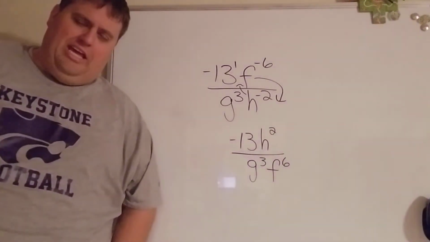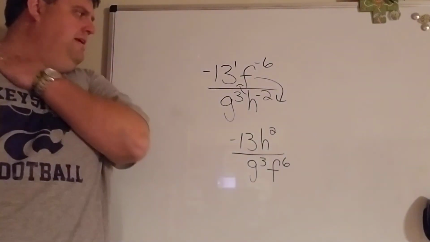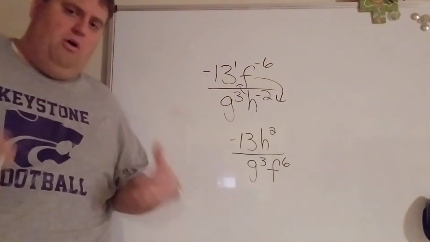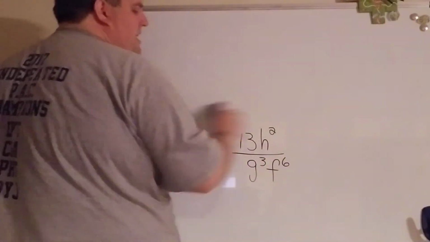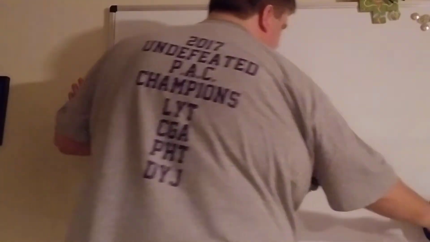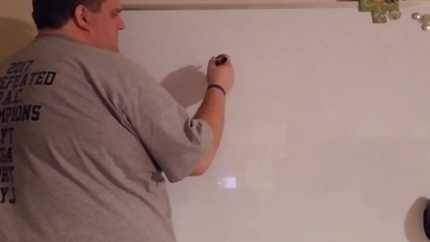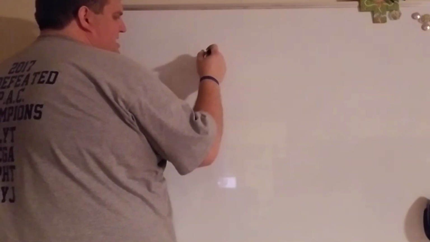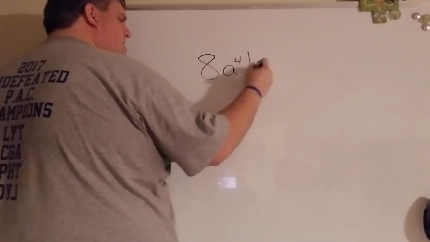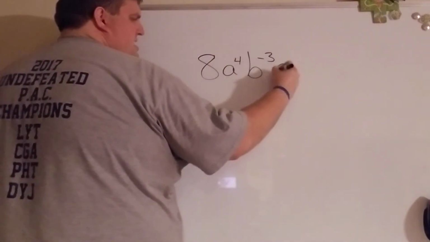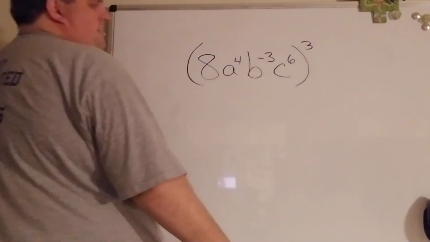So you can see where it's really tricky, you know what I'm saying? Now, what's nice is now that we know all of these rules, we can combine them a little bit. So for example, I can say, hey, what about if I want to do 8, a to the 4th, b to the negative 3rd, c to the 6th, all to the 3rd power.